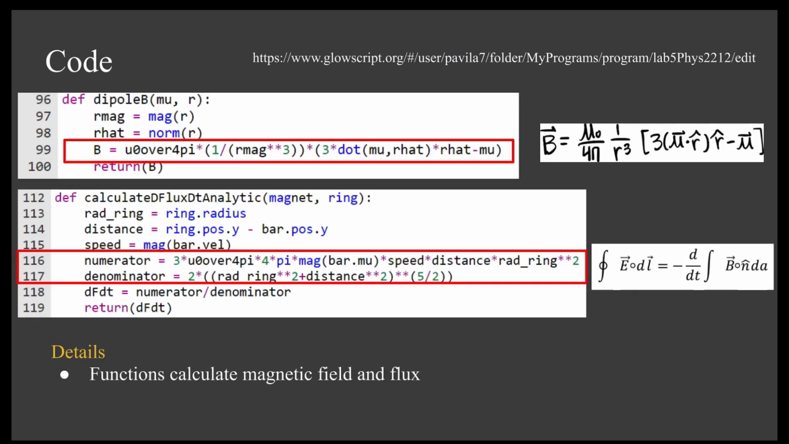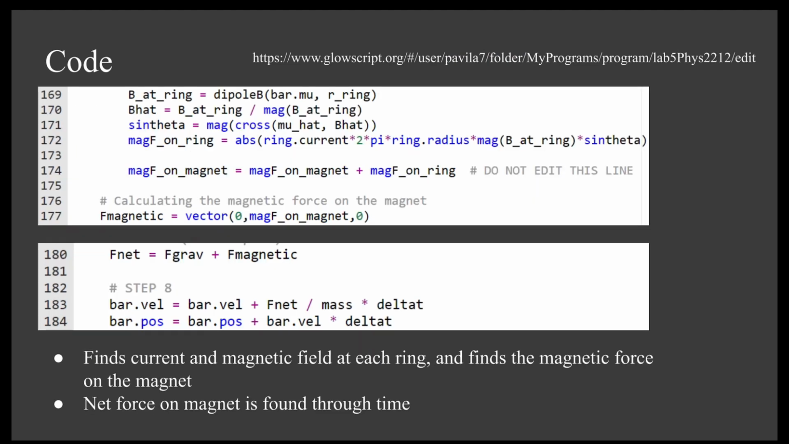Next, we define 2 functions, the magnetic field of a dipole and the change in magnetic flux in the aluminum foil caused by the falling bar magnet. I want to highlight that the equation in line 99 is the equation to find the magnetic field at any location in space, and the equation found in lines 116 and 117 is Faraday's law. Finally, we can find the induced current and induced magnetic field at each ring of the aluminum foil caused by the falling magnet. We find the magnetic force on the magnet by the induced foil. Line 180 finds the net force on the magnet through time.